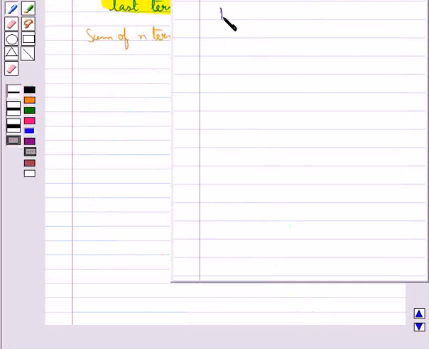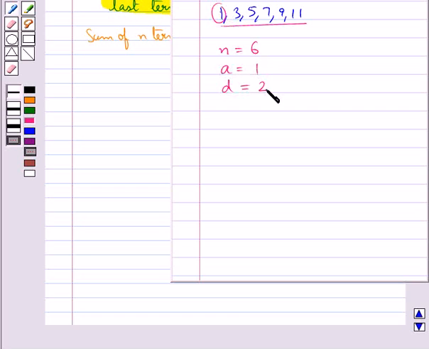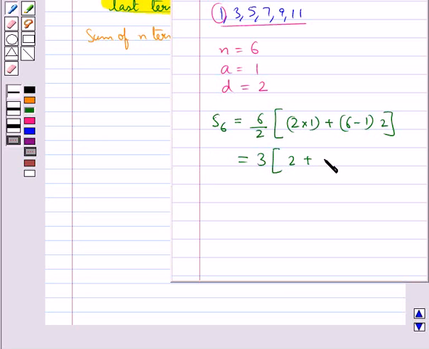Let's consider the series 1, 3, 5, 7, 9, 11. It has 6 terms, so we have N equal to 6. Here A, the first term, is 1, and the common difference D is 2. Now the sum of the 6 terms of this series, S6, is equal to N upon 2 multiplied by 2A plus N minus 1 into D. This is equal to 3 into 2 plus 10, which is 3 into 12, and that is 36. So the sum of the 6 terms of this series is 36.